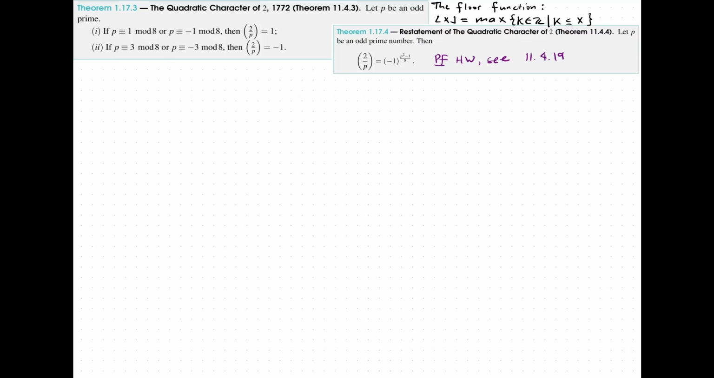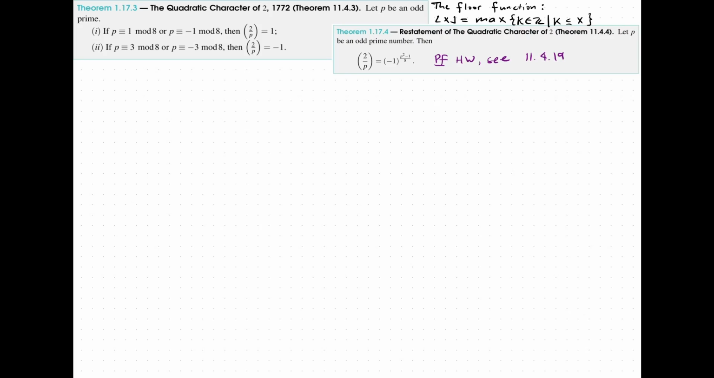Let's see it. First off, let me just say the statement. We have p is a prime. The quadratic character of 2 tells us exactly when 2 is a quadratic residue mod p. If p is congruent to 1 or negative 1 mod 8, so plus or minus 1 mod 8, then 2 on p is 1. If p is congruent to 3 or negative 3 mod 8, then 2 on p is negative 1. So 2 is not a perfect square for p being plus or minus 3 mod 8.